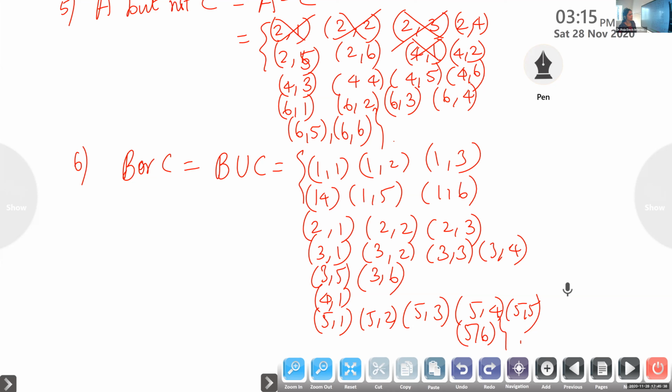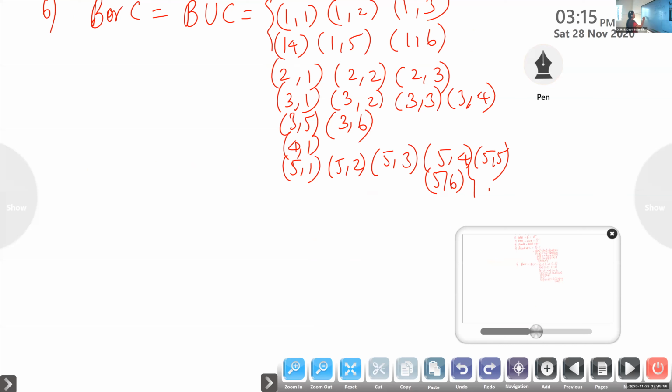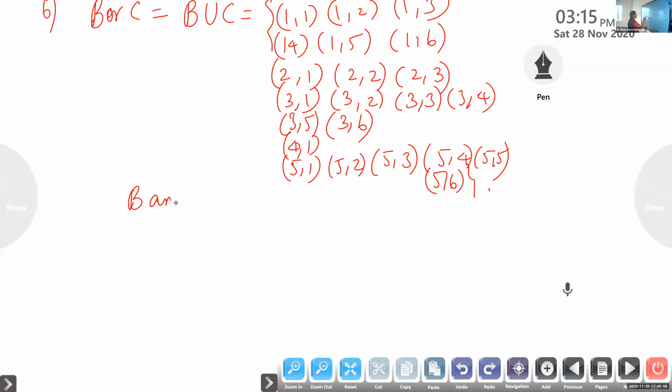Atul, the answer is correct? Yes, ma'am. Okay, so this is B or C. Next is B intersection C. Not B intersection, it is given as B and C. What is B and C? B and C, just B intersection C. So only those elements which are common to B and C. Gayatri. Give the answer, Gayatri.